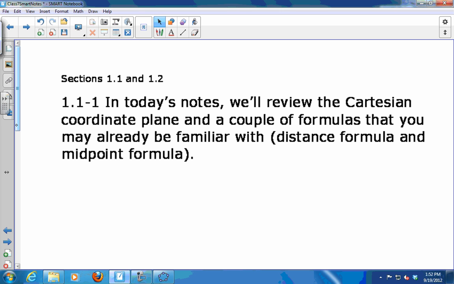Okay, so today we're going to review a couple of things that you're probably, at least some of it you'll be familiar with. We're going to talk about graphs in the coordinate plane and two formulas, the distance formula and the midpoint formula.